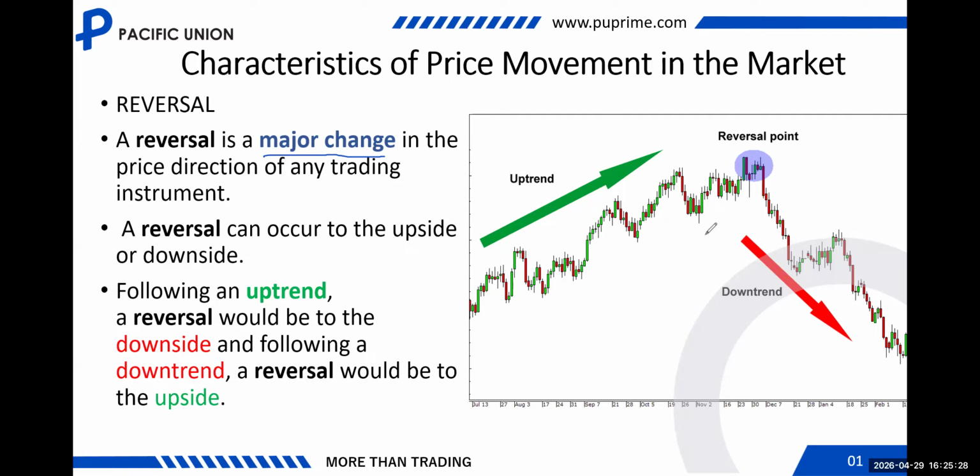Reversal is a major change in price direction of any trading instrument. A reversal can occur to the upside or downside. Following an uptrend, a reversal will be to the downside. And following a downtrend, a reversal will be to the upside. Now, if you look at the diagram here, the overall trend is bullish. Price is trending up. But on getting to this point, instead of going further in the bullish direction, what happened? It reversed.